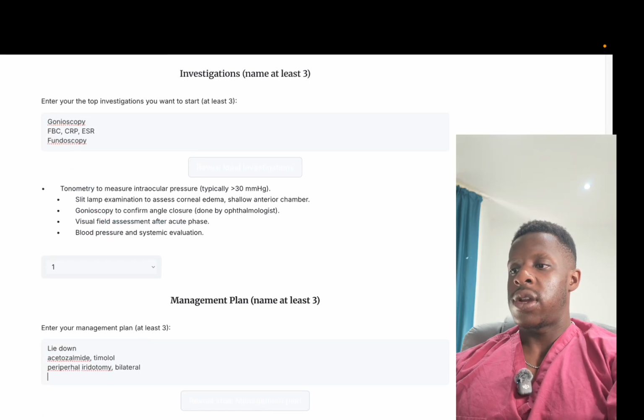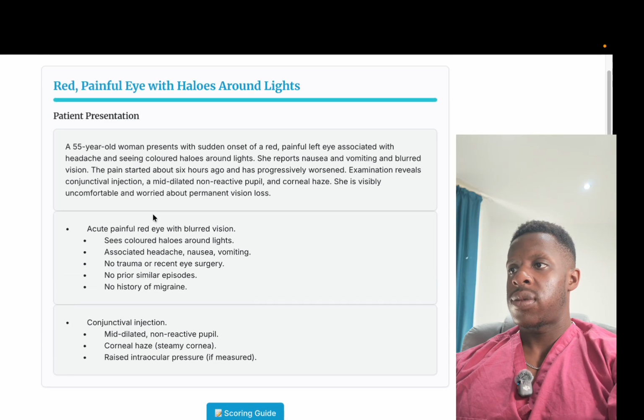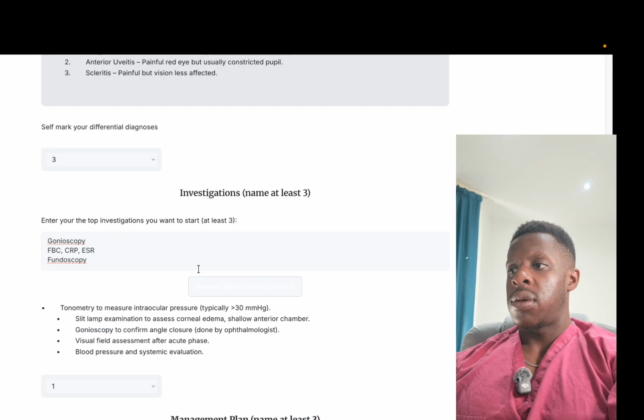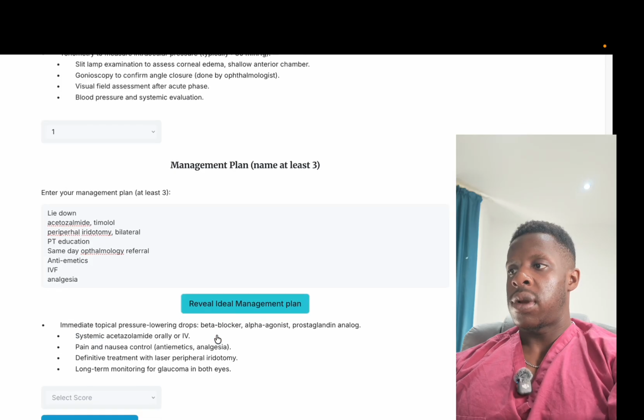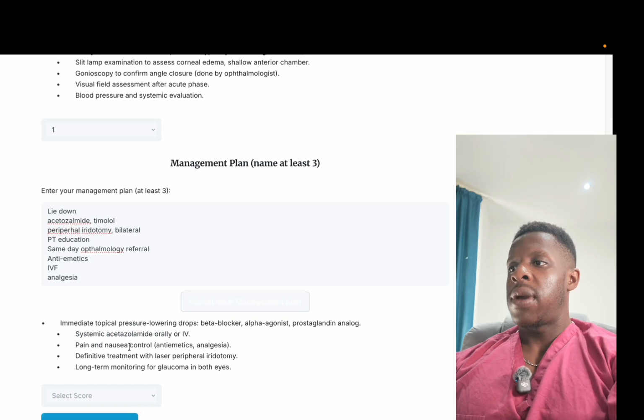Let me see, patient education. Same day ophthalmology referral. Then maybe antiemetics, IV fluids, analgesia. Let me see what I have here. So let me see about oral or IV. Pain and nausea control, definitive management with laser peripheral iridotomy, long-term management, monitor for glaucoma in both eyes. Let's go. We got all 3.